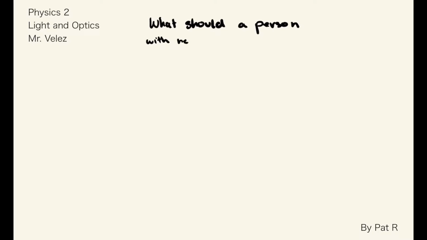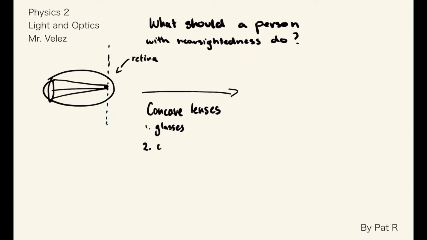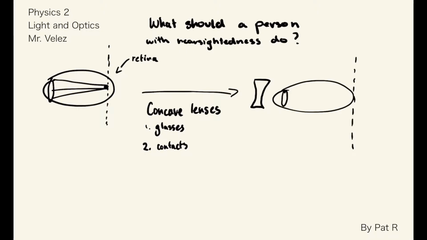So what should a person with nearsightedness do? On the left, I am drawing a diagram before any alterations. Recall that the light rays approach before the retina. After the use of concave lenses, the rays are better directed towards the retina instead of right in front of it. The dotted lines show where the light rays appear to end.